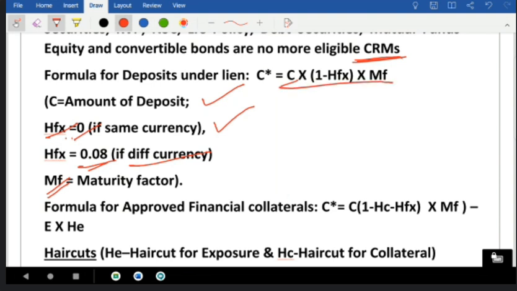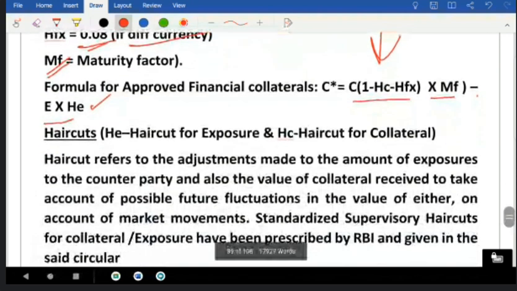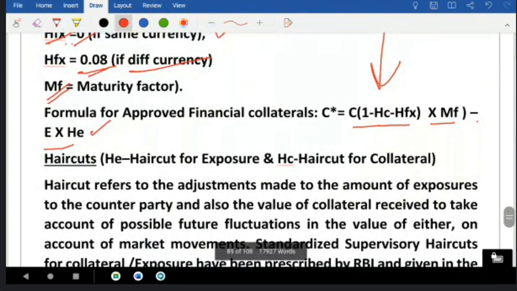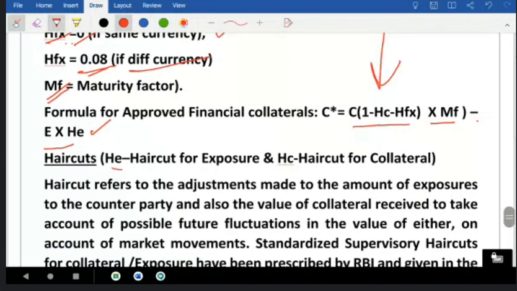And so one more formula is here, but I'll just correlate both of them. C star equals C into (1 minus HC minus HFX) into MF, minus E into HE. We'll see the meaning, then we'll tell what the formula is. Here is the formula of haircut. HE is the haircut for exposure and HC is the haircut for the collaterals. Understood? Sometimes this formula may be difficult for you, but I'll correlate both the formulas.